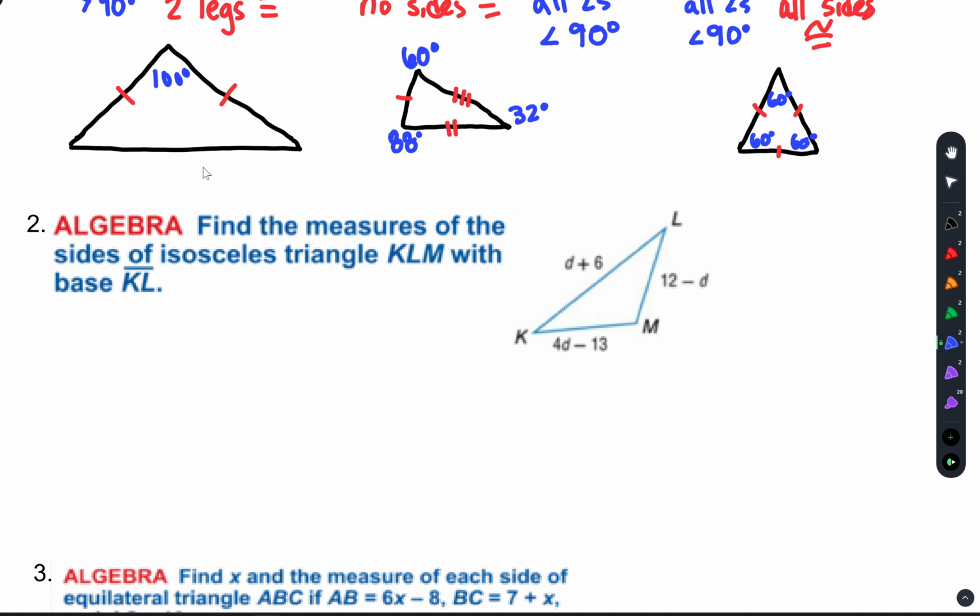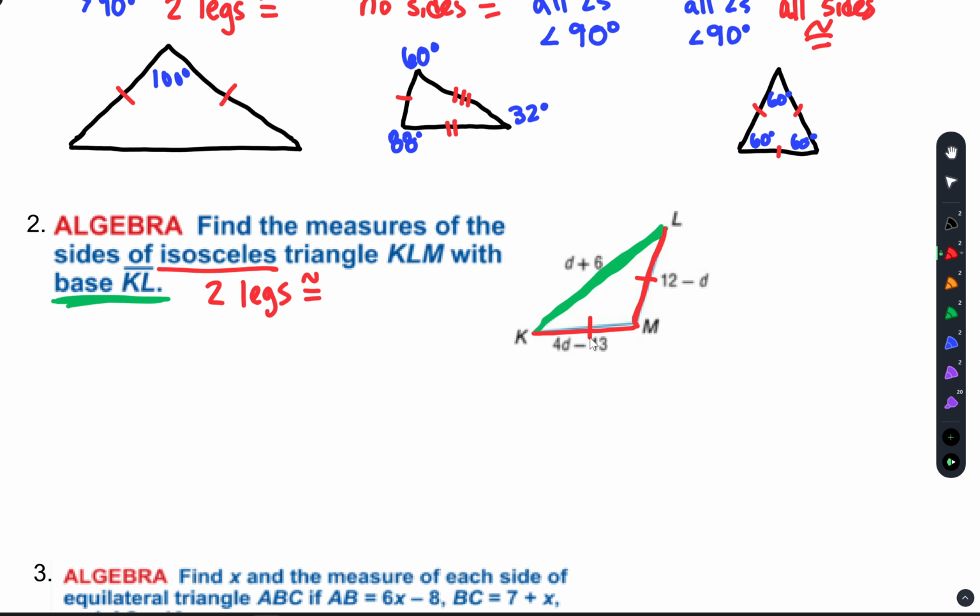Number 2, find the measures of the sides of isosceles triangle KLM with base KL. What does that word isosceles tell me again? Casper? 2 sides, 2 legs are congruent. The other part of an isosceles triangle, the one that's not called a leg, is called a base. So KL here is the base of my triangle, which means the 2 legs are LM and KM. And we know that those 2 legs are going to be congruent.